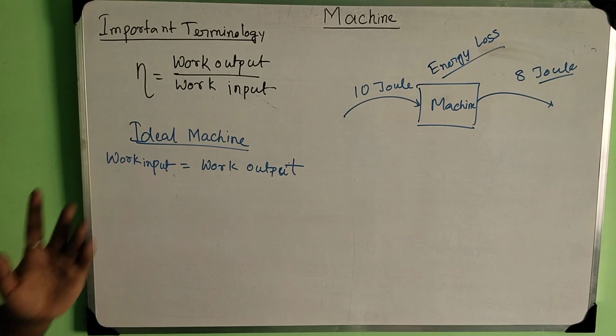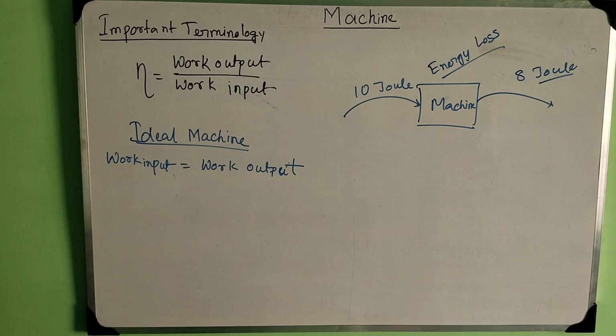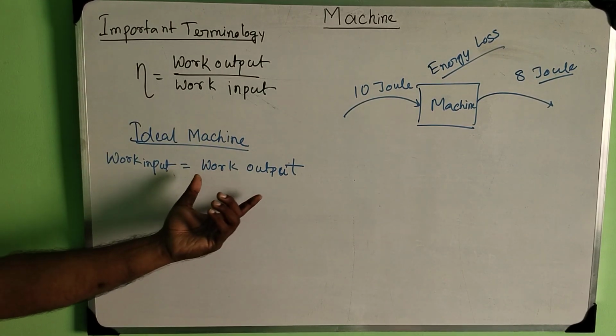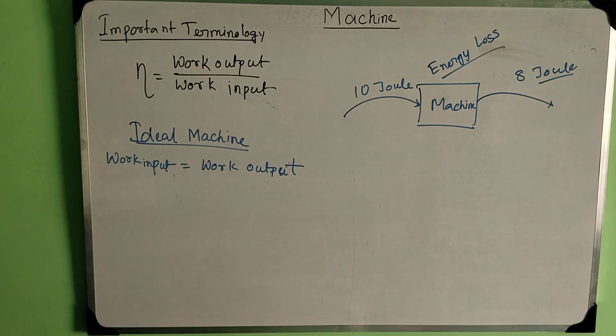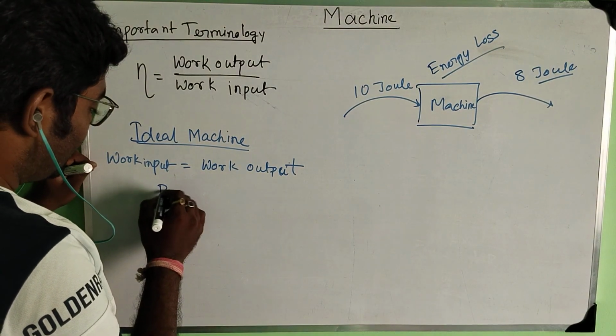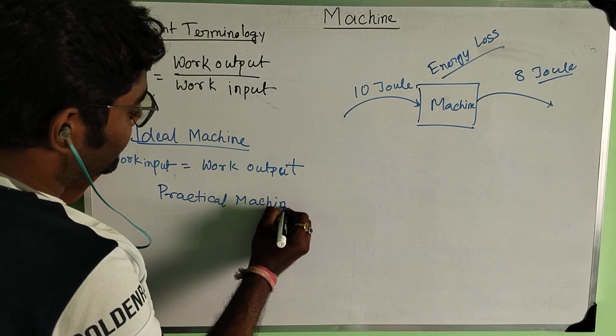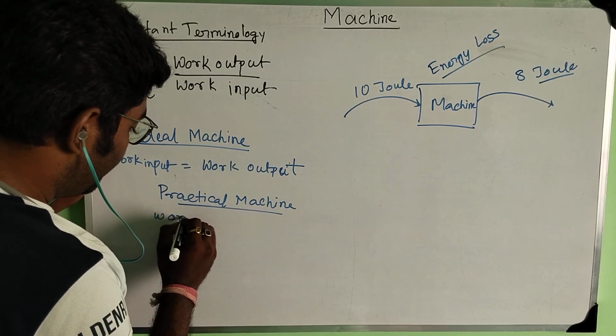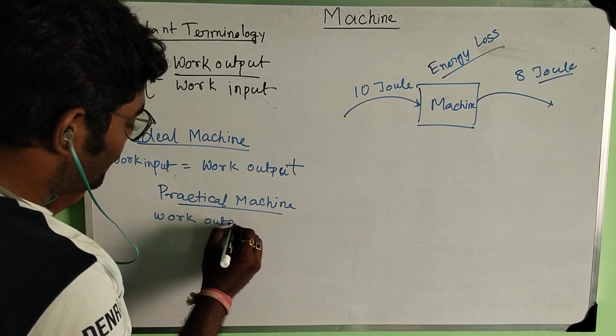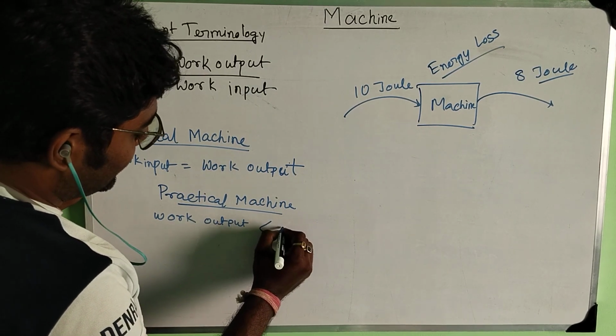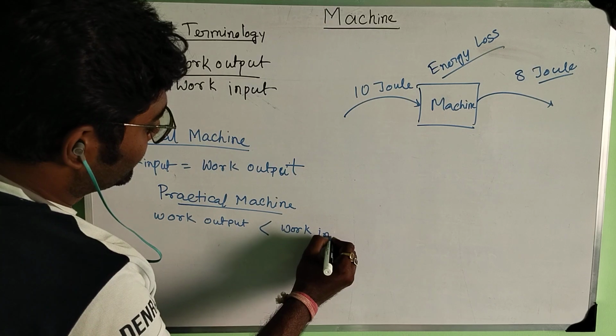Now in our universe there is no such ideal machine. Our engineers always try to make an ideal machine, but still they cannot make one. Obviously some kind of energy will be lost, and work output will always be less than work input. So for practical machines, work output should always be less than work input.